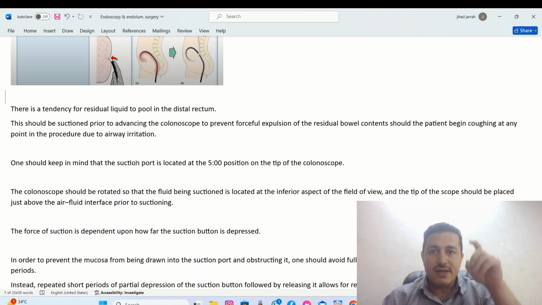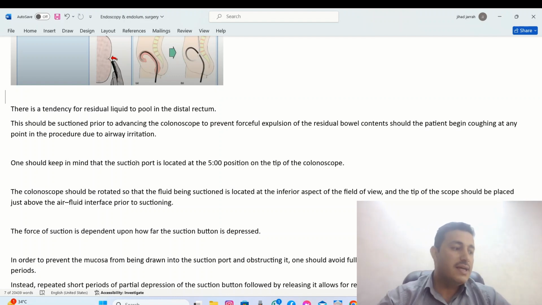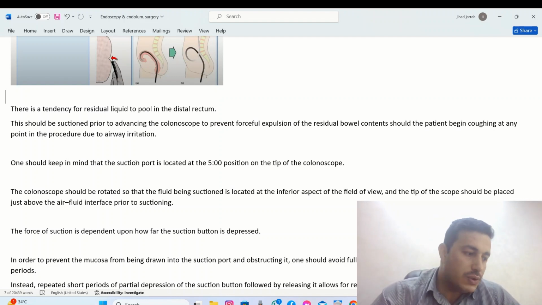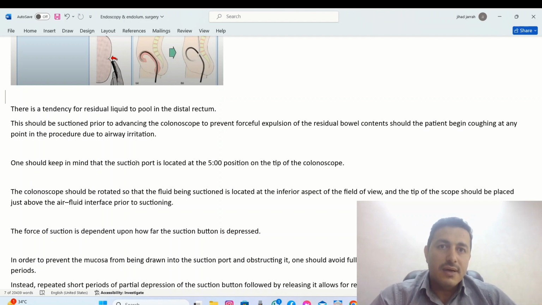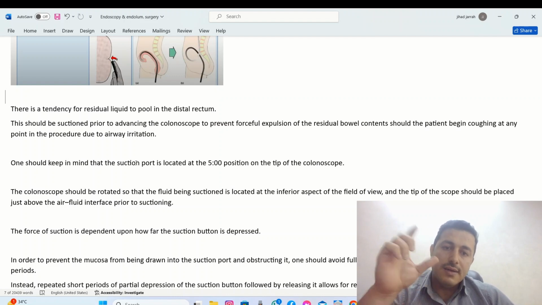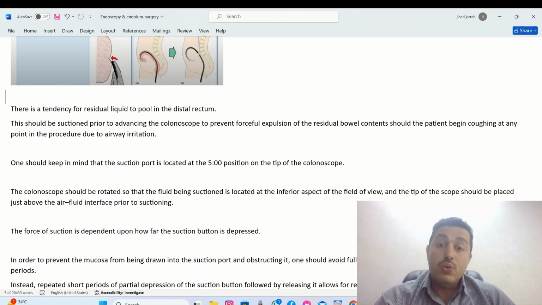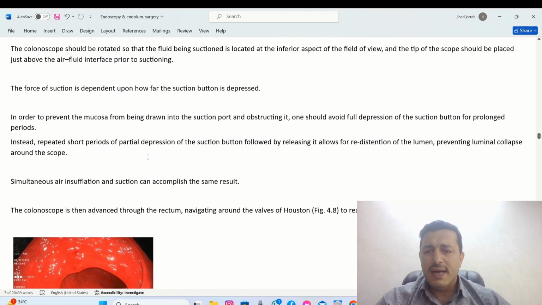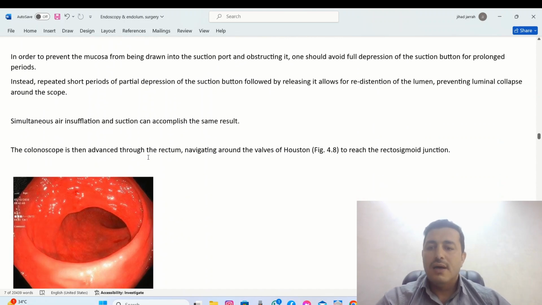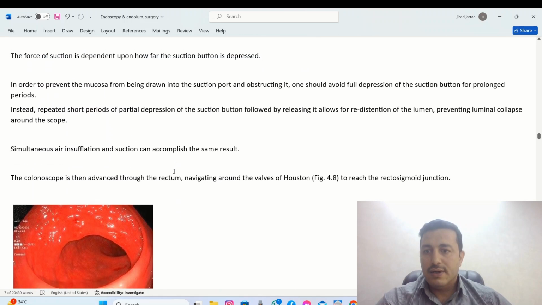So repeated suction for short periods is what is recommended when talking about suctioning. In our first distance in the colonoscope, we will see the valve of Houston and the rectosigmoid junction, which is one of the hardest parts to bypass.